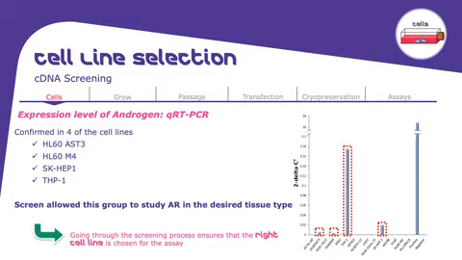Researchers decided to dig a little bit deeper in order to identify the expression level of the androgen receptor using quantitative RT-PCR. And based on those results, they could confirm that 4 cell lines indeed had an expression of androgen receptor, and they could use them in their research. It is very important to go through the screening process before you acquire the new cell line. That ensures that this cell line is actually relevant for your assay.